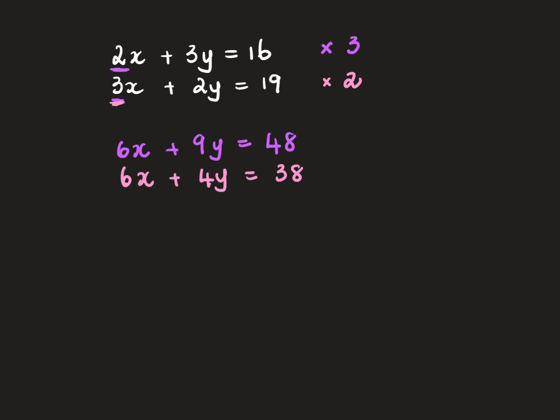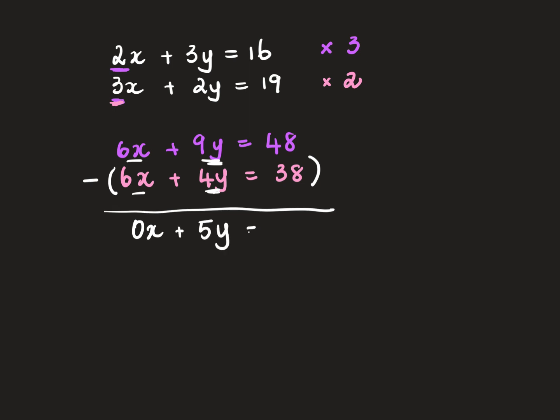Am I going to need to add or subtract this? I'm going to subtract. 6x, take away 6x gives me 0x. 9y, take away 4y. 9 take away 4 is 5. Gives me 5y. 48 take away 38 gives me 10. Now I've got no x's, so I don't even need to write that in. Now I can just solve that. 5y equals 10, divide by 5, and y is equal to 2.